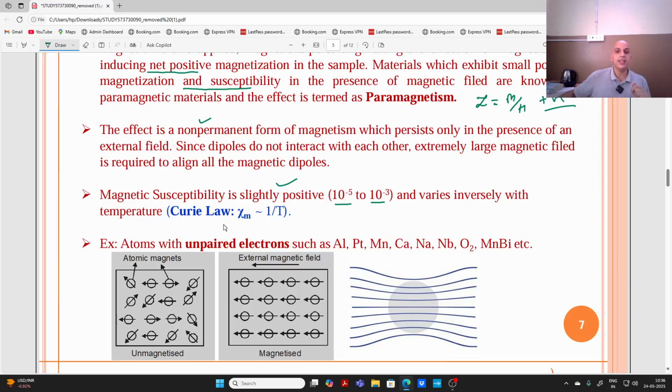And the important thing is, it varies inversely with temperature. I mean, zeta is directly proportional to 1 upon T, or you can write zeta is equal to C upon T. So it means the susceptibility of the paramagnetic material depends upon the temperature. If we increase the temperature, the susceptibility will decrease, right? And susceptibility was what? The ratio of the induced magnetization upon the applied magnetic field, right?